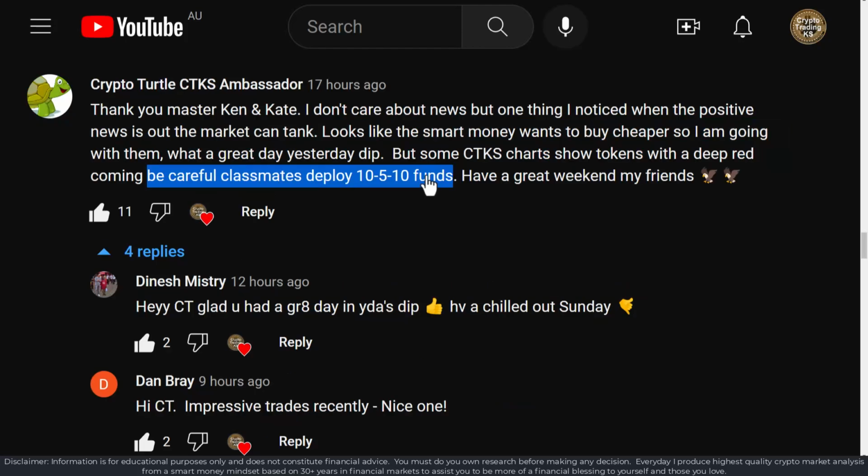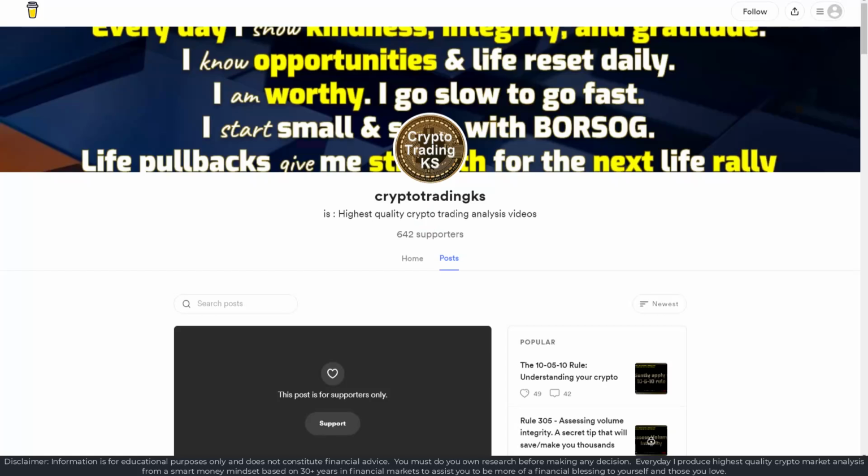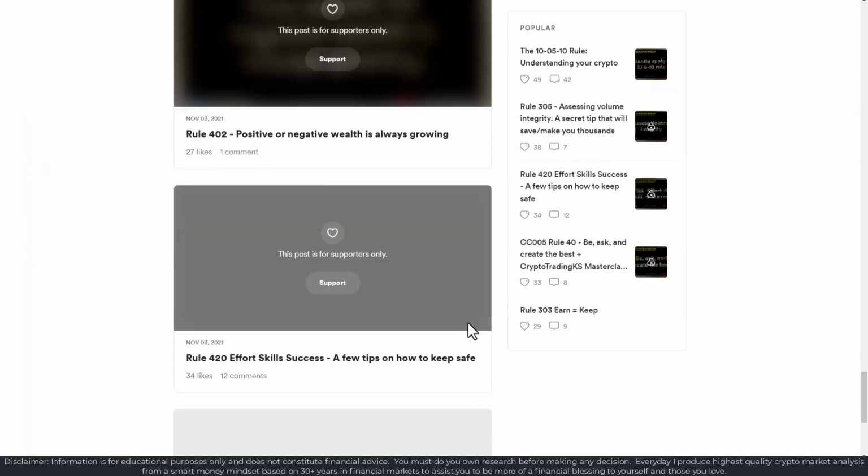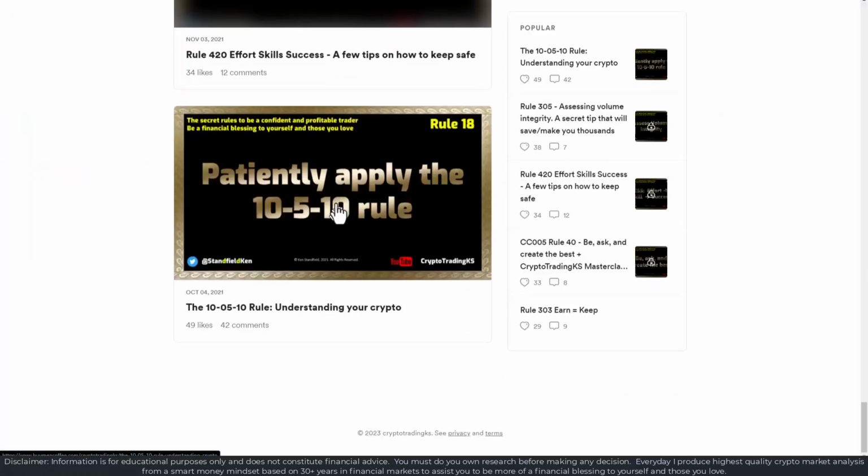Crypto Turtle picked up on the 10-5-10, and the 10-5-10 funds are very important to deploy around times like this. I reached out and told the community about 2 days ago about 10-5-10. If you go to buymeacoffee.com/CryptoTradingKS, click the post button and then scroll all the way down to Rule 18. Patiently apply the 10-5-10 rule. I made this open to the public because I think it's really important that people understand how to deploy 10-5-10 funds. And this was before the sell-off.